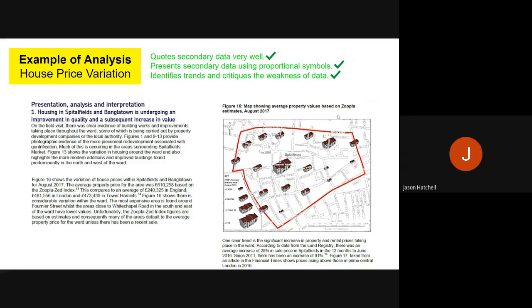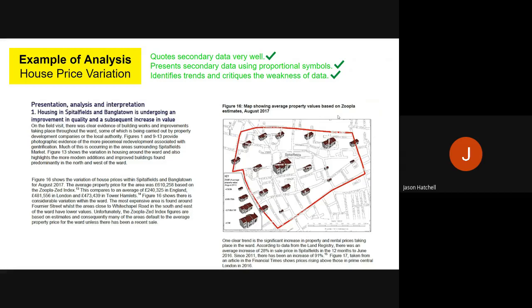And you can see what this student does is starts off by going through the evidence of gentrification and change that has taken place in the area, and then starts to talk about the data that they have collected. Now, this is secondary data from Zoopla, and it is looking at average house prices, and they are comparing them to England's house prices overall and other wards within London.